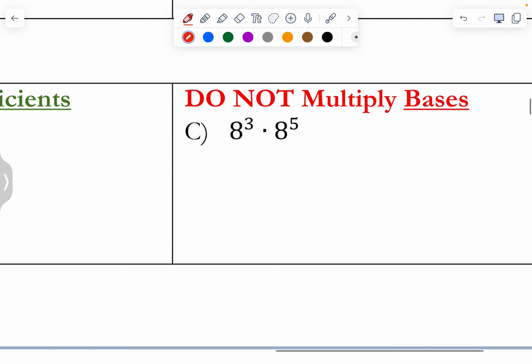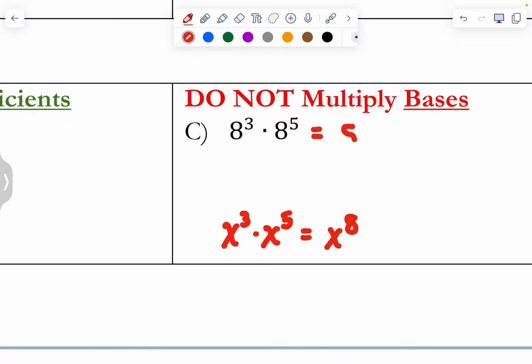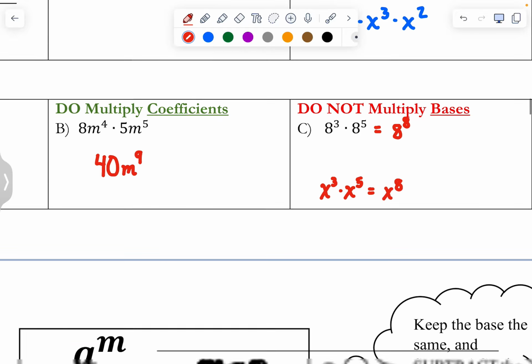Now, C is the same. We want to look at this. I can think of this like this. If I asked you to do x to the third times x to the fifth, hopefully everybody would tell me that that is x to the 8th. Now, I do not multiply the 8 and the 8 together. I have 3 8s and I have 5 more 8s. So this is going to be 8 to the 8th power, not 64 to the 8th power. So think of those as how many 8s do you have together? You can expand it if that helps you think of it.